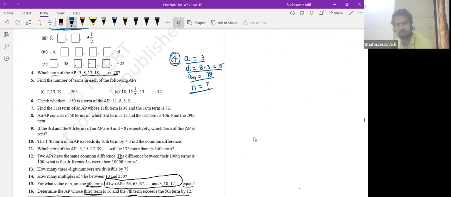We use the same formula, a plus (n minus 1) d. Absolutely right. So an we know this is right. Whatever is given, we just plug in those values.